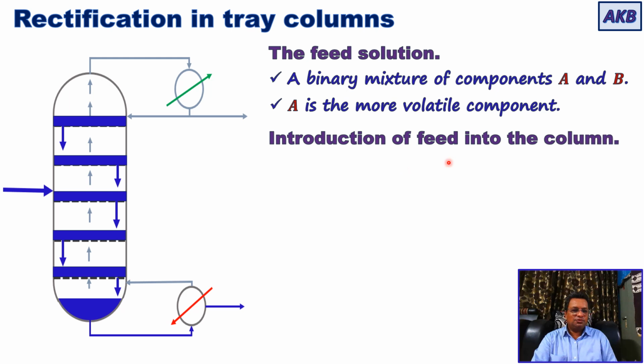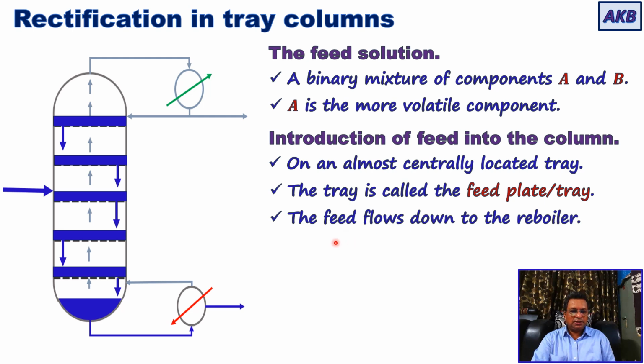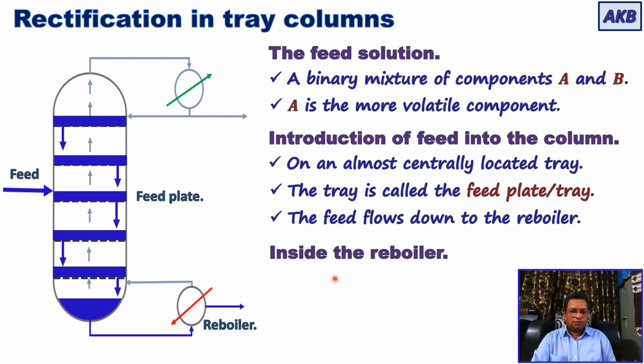Then how is feed introduced into the column? It enters on an almost centrally located tray. We call that tray the feed plate or the feed tray. The plate or the tray on which feed is admitted into the column, we call that the feed plate or feed tray. Then after entering on the feed plate, the feed flows down to the reboiler. So feed is entering on a tray, we call that tray the feed plate, and then it flows down to the reboiler. So what is done in the reboiler?